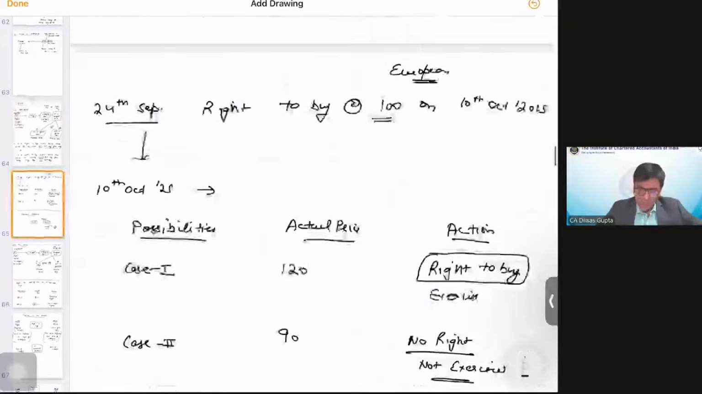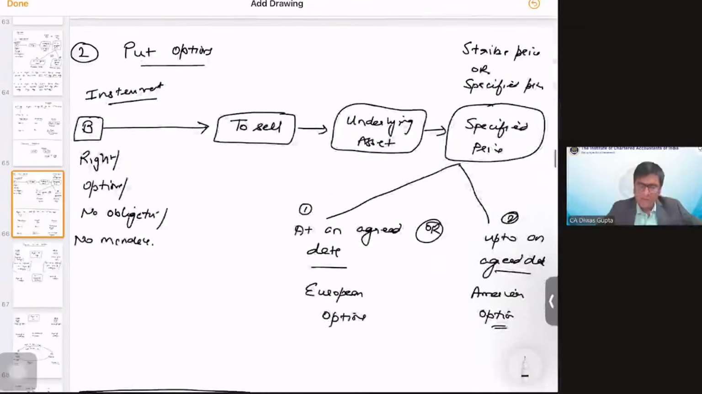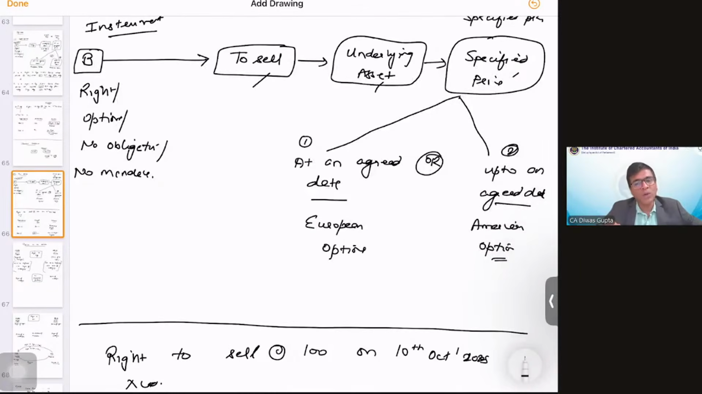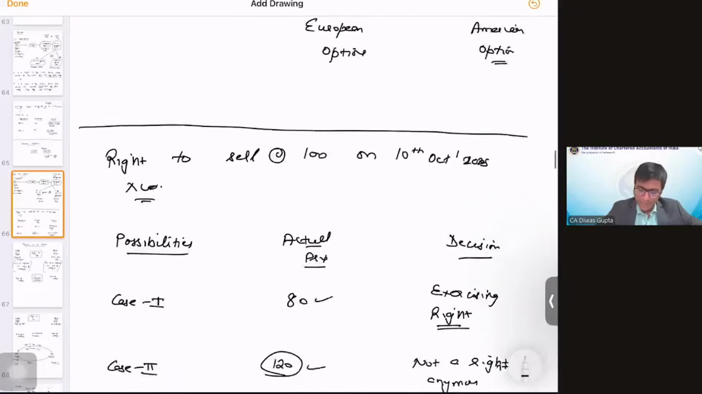Similarly, we said that a put option is a right to sell. That is the distinction we have to always remember. There is a right to buy, and there is a right to sell. Sell what again? The underlying asset at a specified price. Again, the strike price or the specified price or exercise price is always fixed, right? If you want to exercise your option, you need to sell your underlying asset at that price. At an agreed date means European option, up to an agreed date means American option, students.